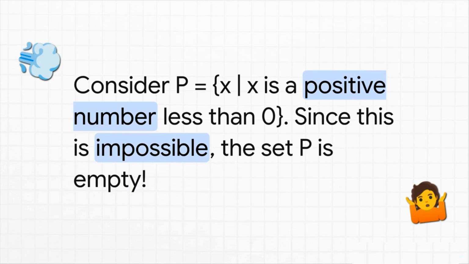So how does an empty set even happen? Well, think about this. Let's define a set P as all positive numbers that are also less than 0. Go ahead, try to think of one. You can't, right? It's impossible. And because of that logical contradiction, we know for a fact that set P has to be empty.